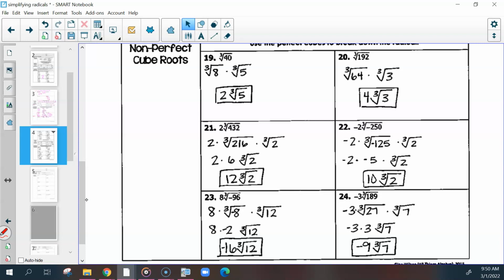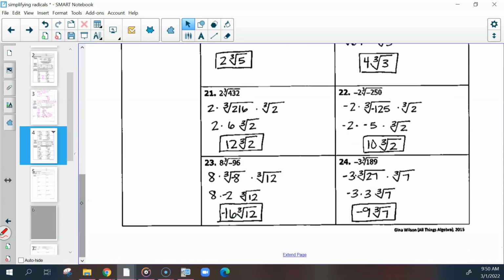For number 20, your final answer was 4 times the cube root of 3. I'll read off all the answers, and then if we want to see it done the other way, we'll go back to that. 23 was -16 times the cube root of 12. And then 24, -9 times the cube root of 7. Anyone need to see any of those 3 done the other way? Or have questions on those?